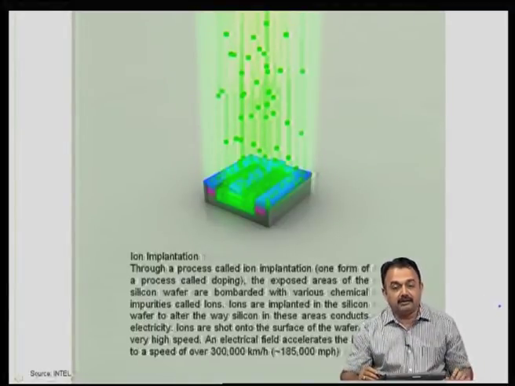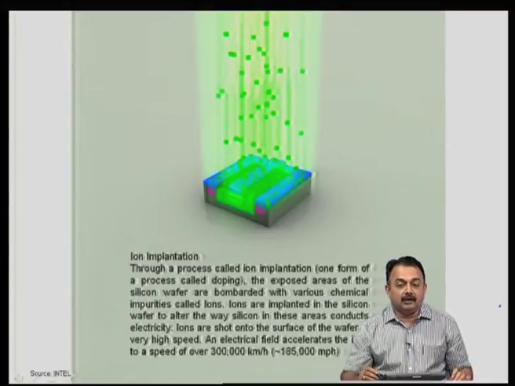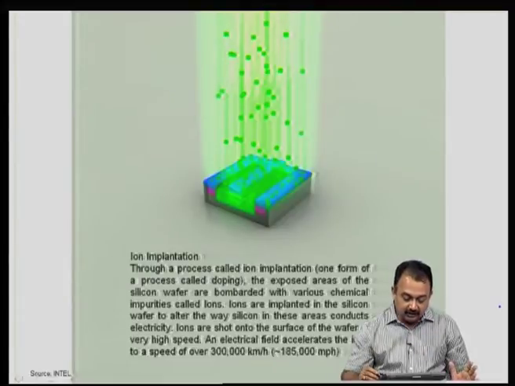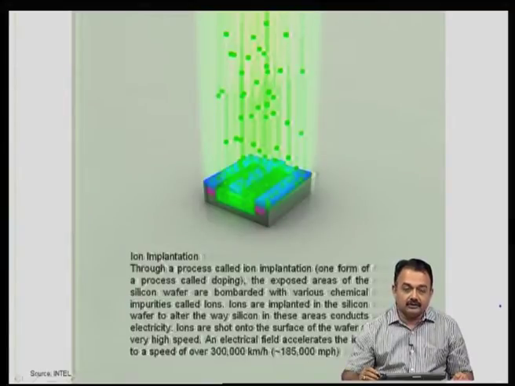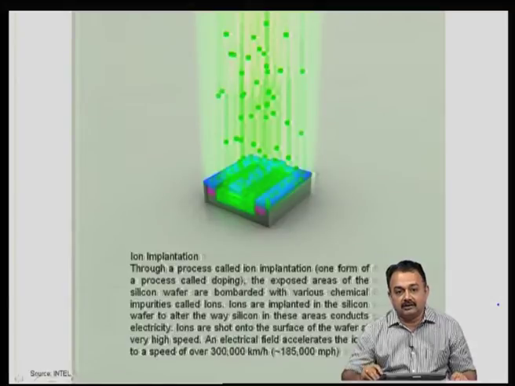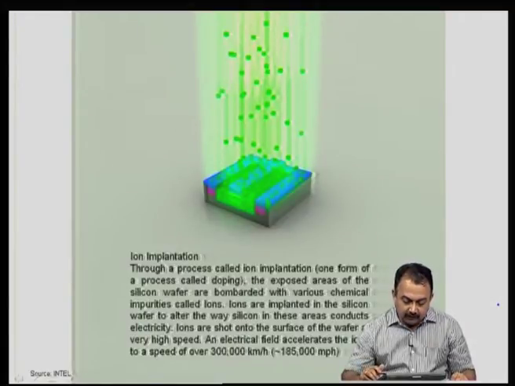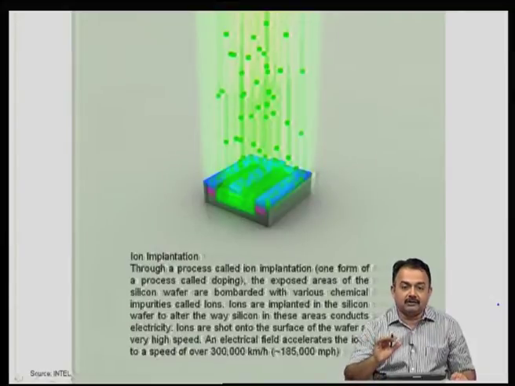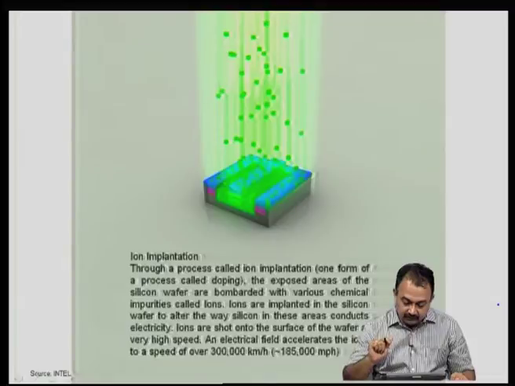There are different materials and equipment that will be used for ion implantation. Basically, you require bombarding of these ions onto the surface of the silicon wafer. And therefore, these ions during this process are implanted into the silicon wafer to alter the way the silicon in these areas conducts electricity. This is very specific to the areas that are exposed. The areas that are covered by the photoresist are not altered, they are not affected.